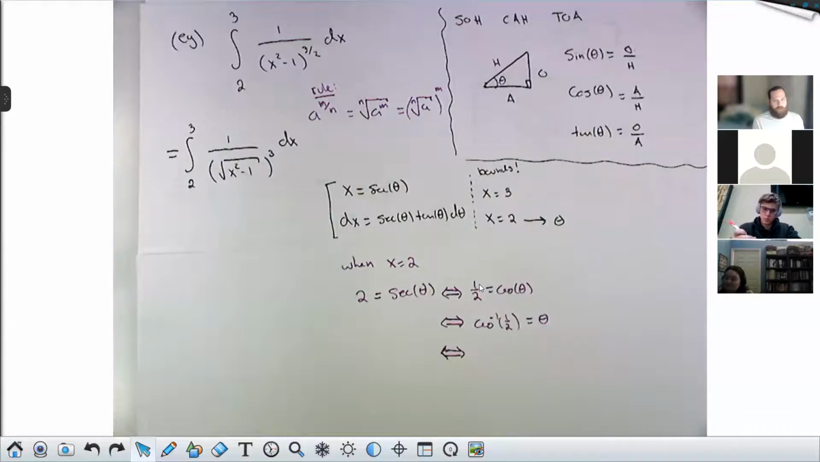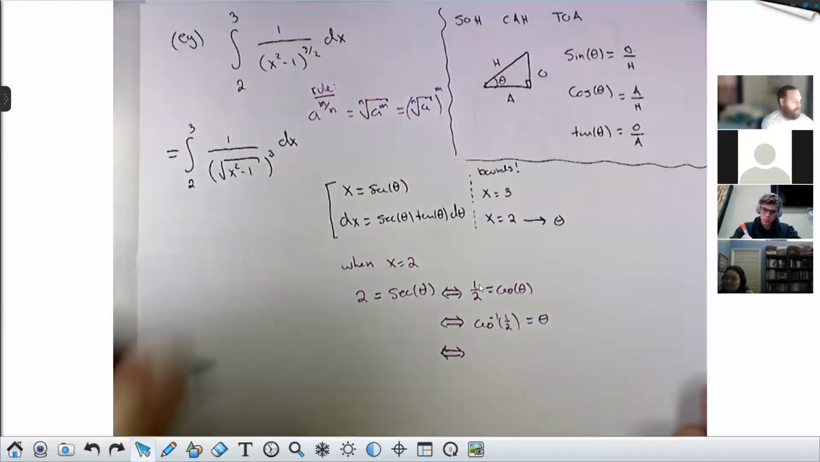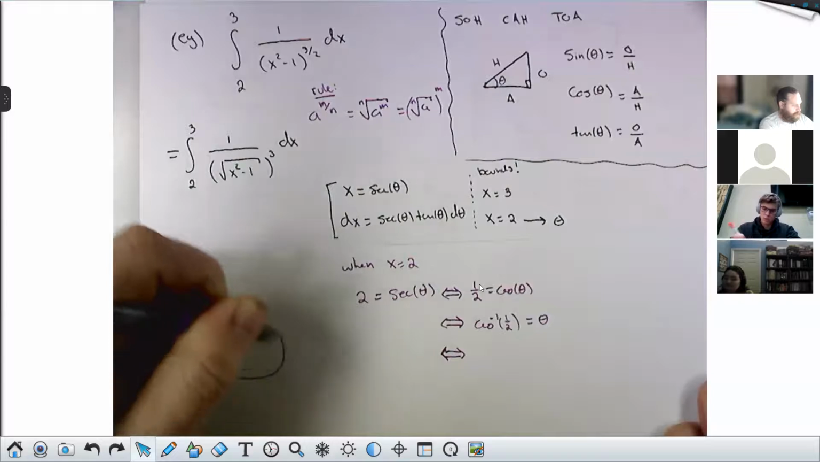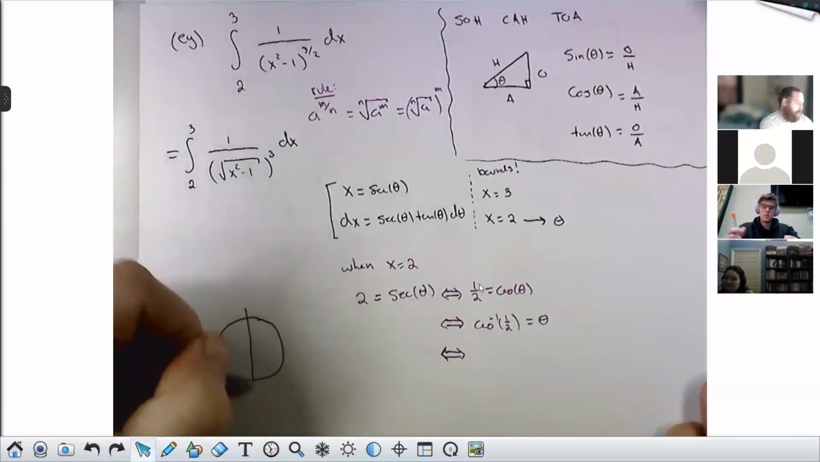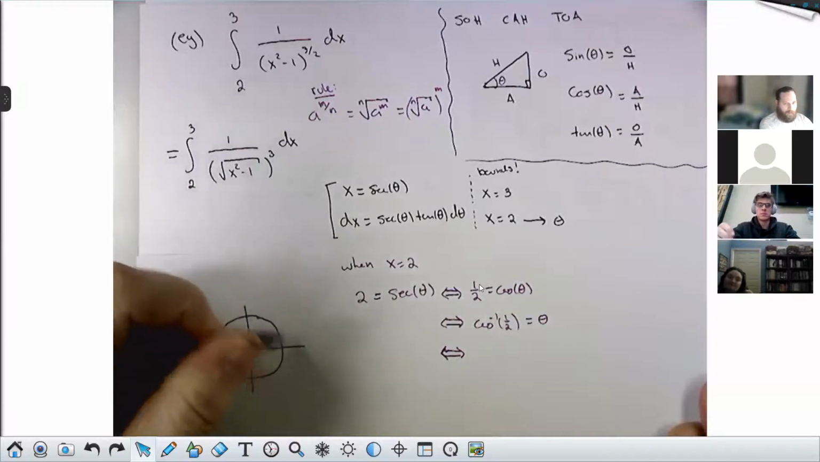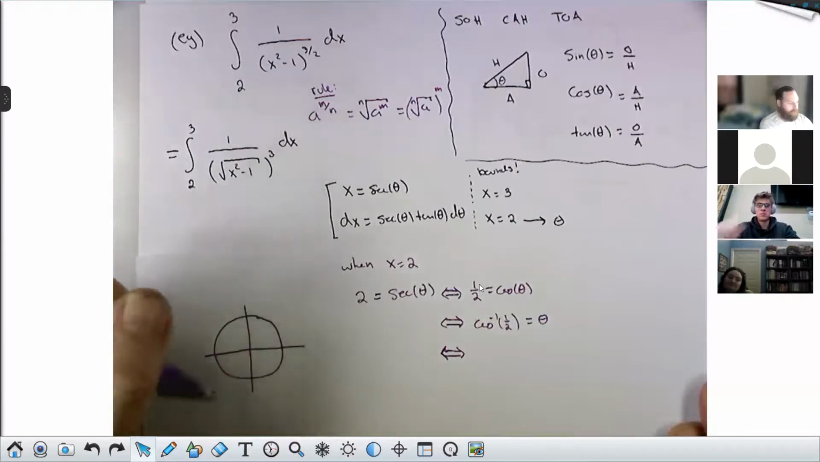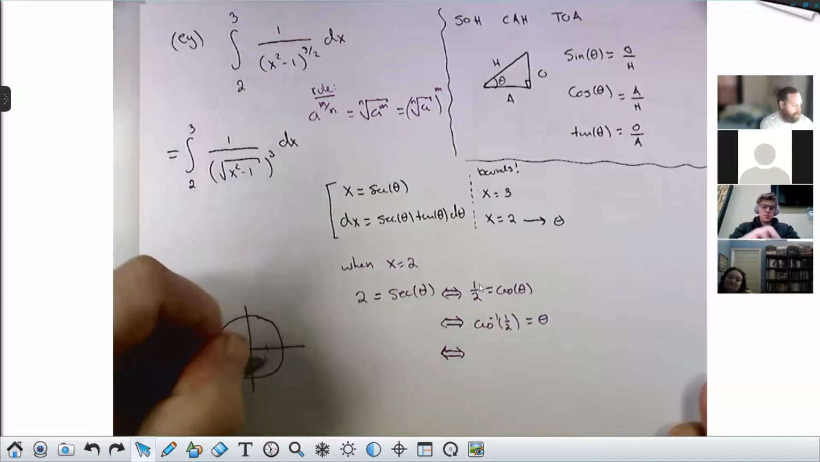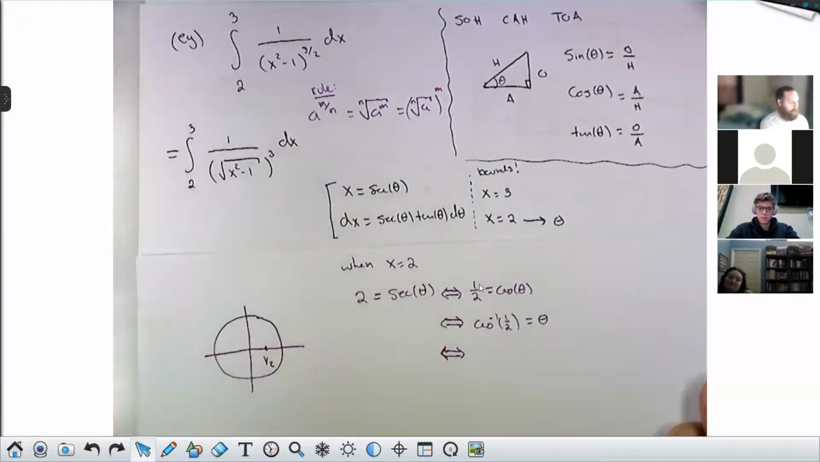I told you there'd be a lot of trig here. So I'm looking for an angle between 0 and pi, somewhere in here, where the cosine of that angle is positive 1/2, which is right here.